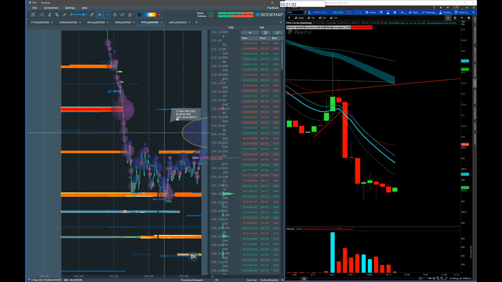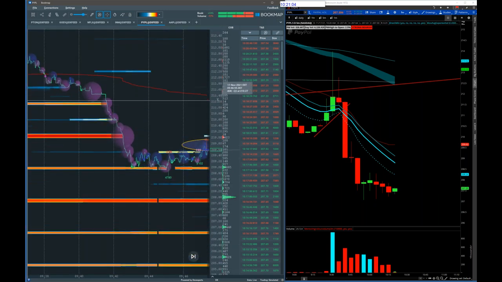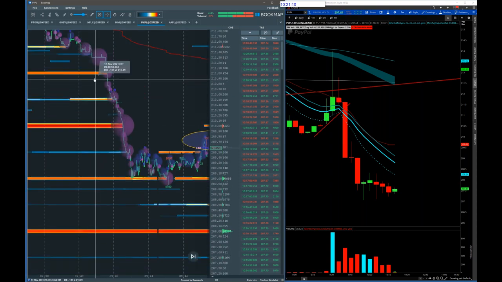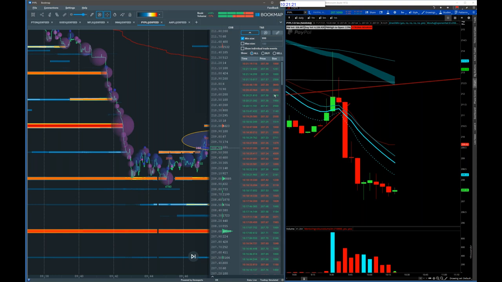Okay, so first of all, let me zoom out a little bit. First of all, you see over here that we have sellers, right? The majority of these dots, what color are they? All pink, you can see over here, all magenta. That means heavy selling. In that moment, and you can see over here my times and sales is filtered, right?